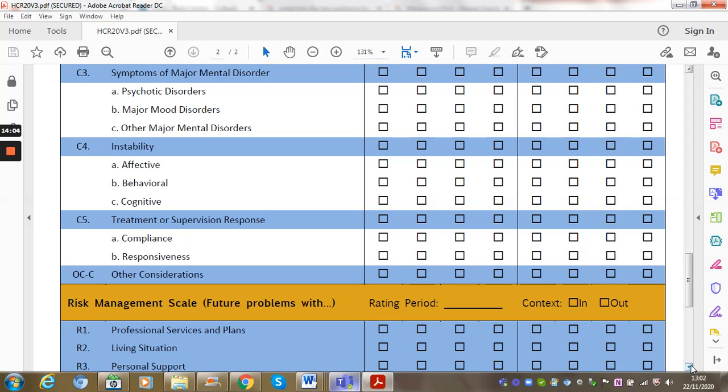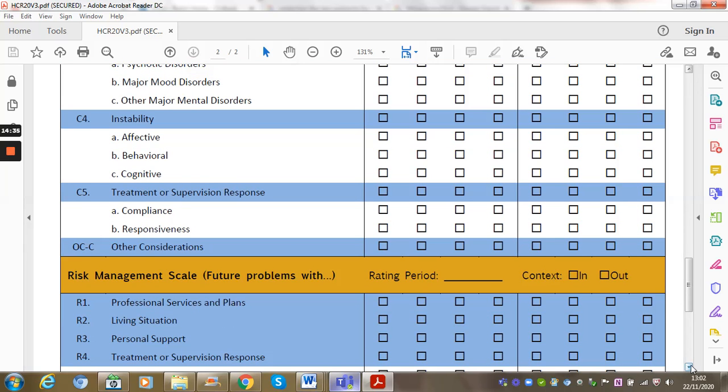C5, treatment or supervision response, is if they were offered treatment or some kind of supervision whilst in prison, did they take it? So compliance means yes, they took it, they behaved themselves, they did as they were told, as opposed to telling the prison doctors to go and do one. Or C5B, responsiveness, if they took up the treatment, did they appear to get any better? Or did they stay the same, or maybe even get worse?